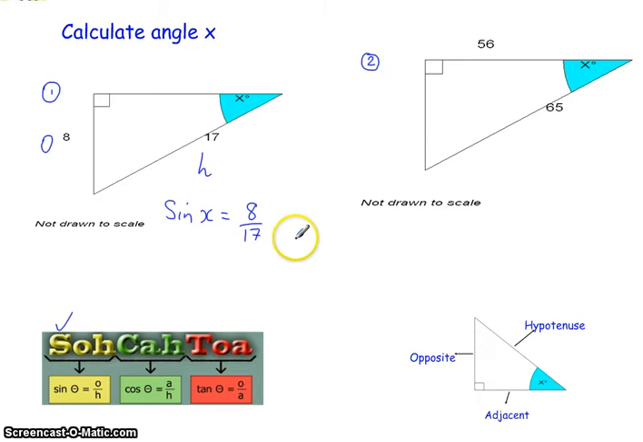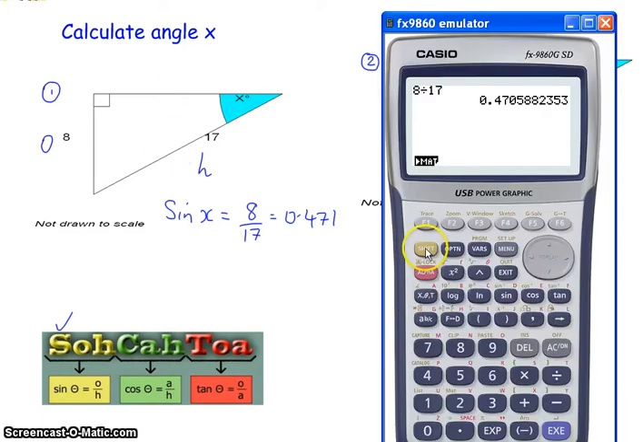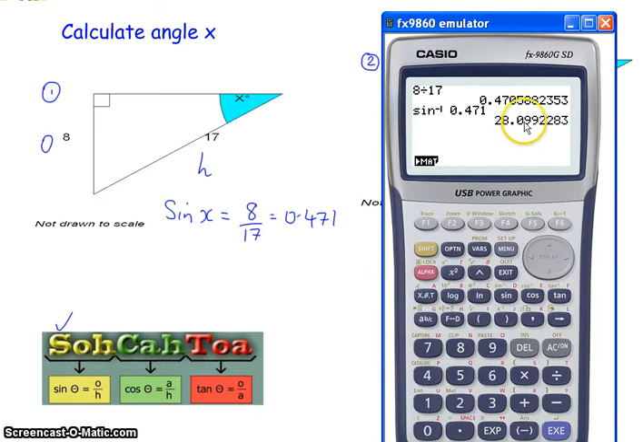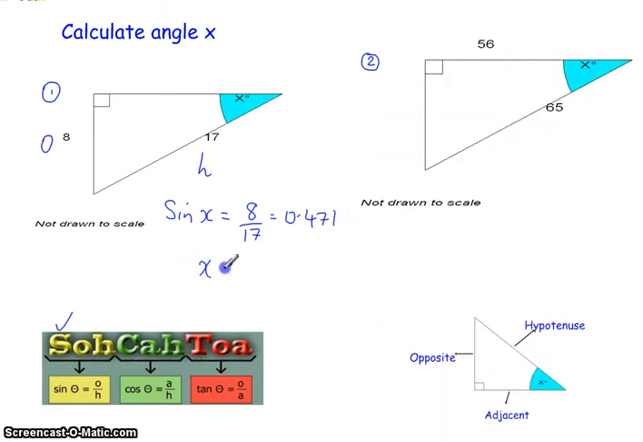So sine x equals 0.471. So we use our scientific calculator. We press shift, sine, and we input 0.471. And we press enter. So the angle is 28.1 degrees to one decimal place. So we round it to one decimal place. So it's 28.1 degrees. So x equals 28.1 degrees.